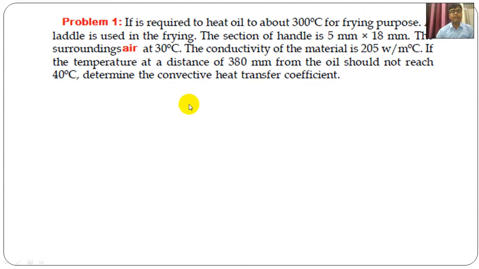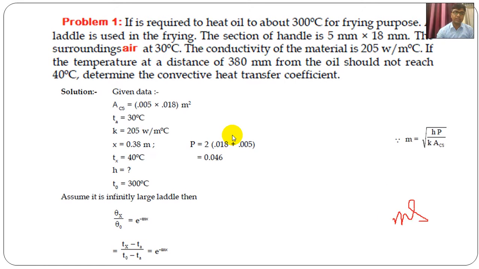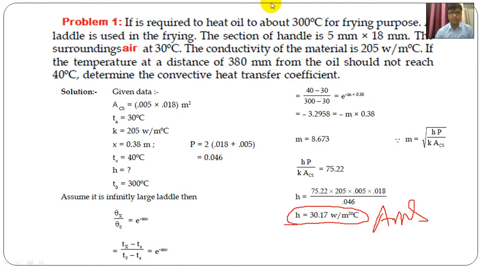Let us take the first numerical of this problem. If it is required to heat oil to about 300 degrees centigrade for frying purpose, a ladle is used in the frying. The section of handle is 5 mm into 18 mm. This is a rectangular area of cross section. The surrounding air is at 30 degrees centigrade, the conductivity of the material is 205 watt per meter degree centigrade. If the temperature at a distance of 380 mm from the oil should not reach 40 degrees centigrade, determine the convection heat transfer coefficient.